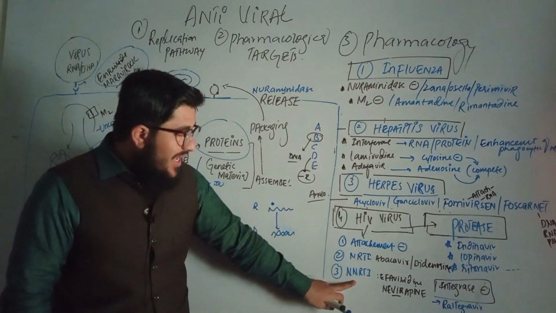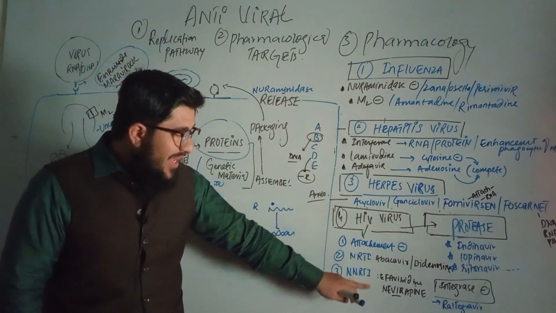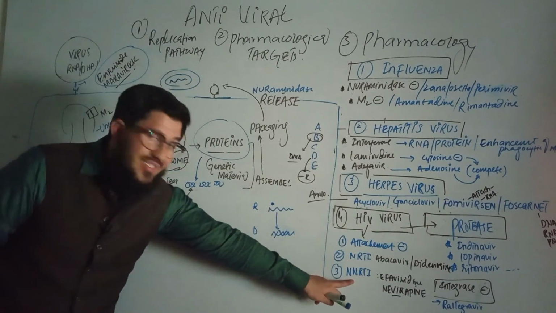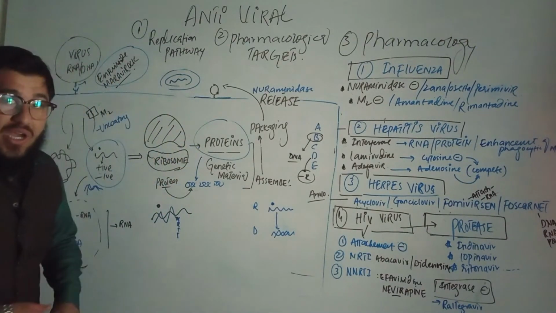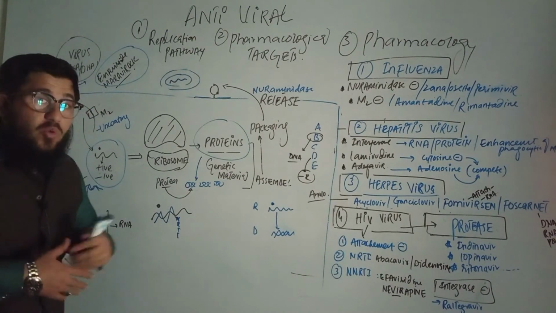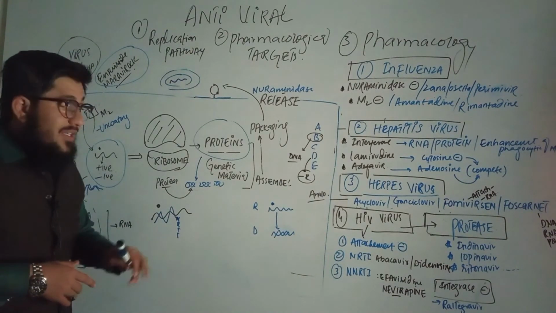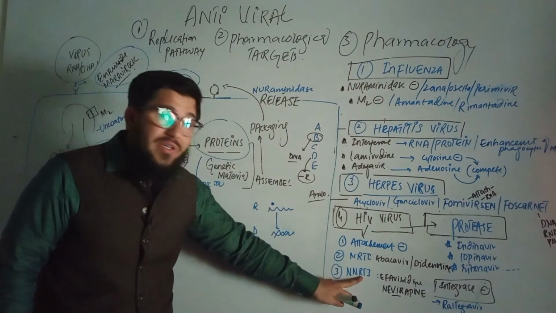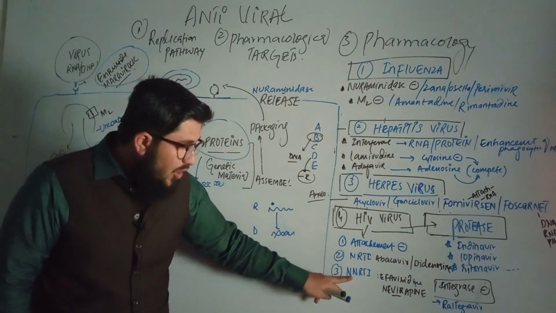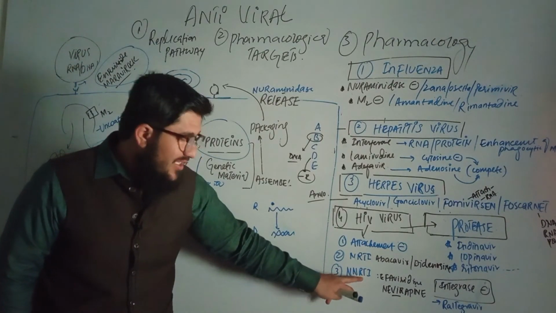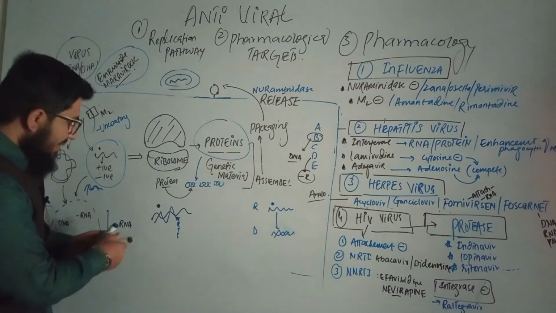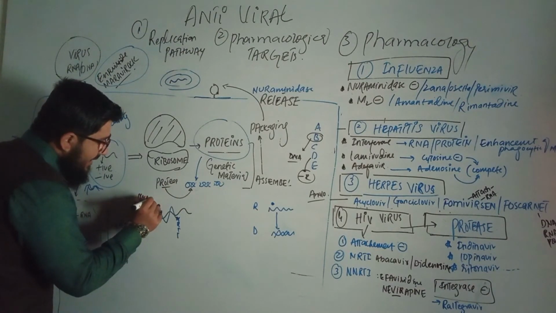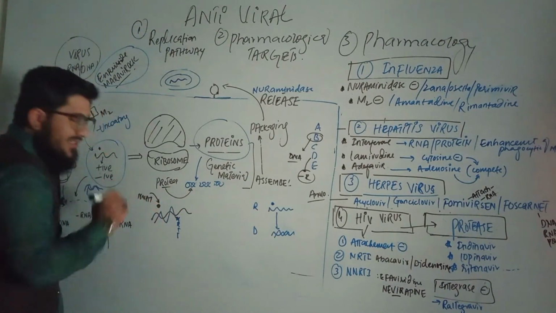Next we have NNRTIs. Here we have efavirenz and nevirapine, etc. Now what are NNRTIs, non-nucleoside reverse transcriptase inhibitors, doing? They are not going to incorporate into the DNA. They are non-nucleoside, meaning they are acting directly on the reverse transcriptase, RT. Here we have reverse transcriptase. What will happen? NNRTI will come and inhibit this reverse transcriptase.